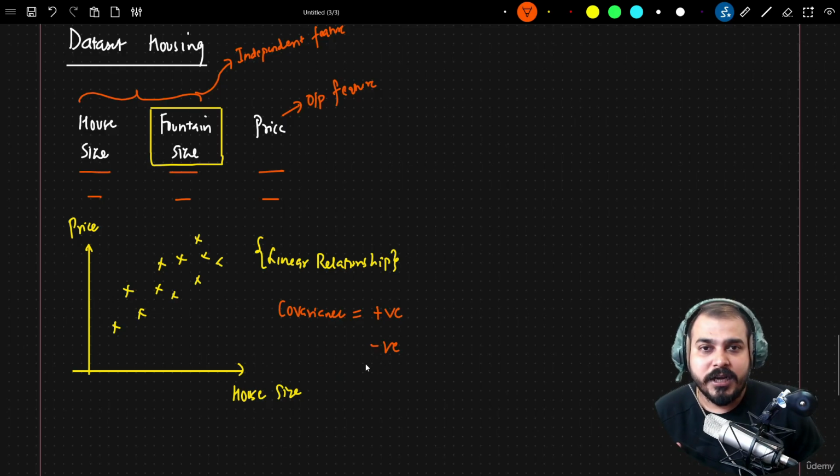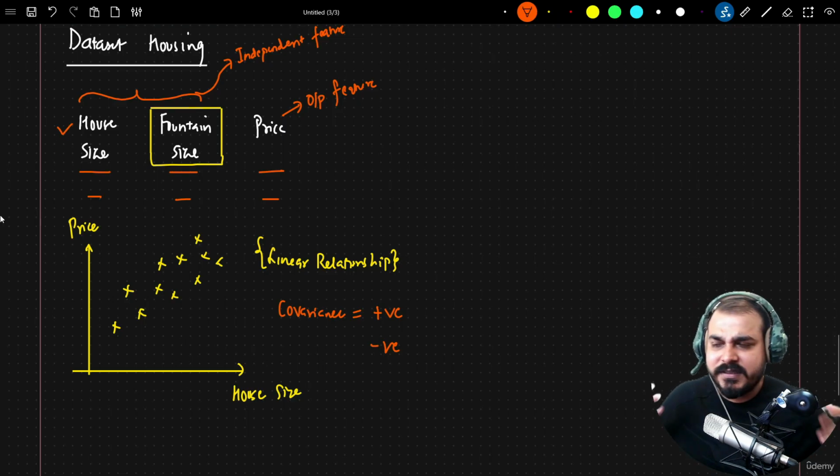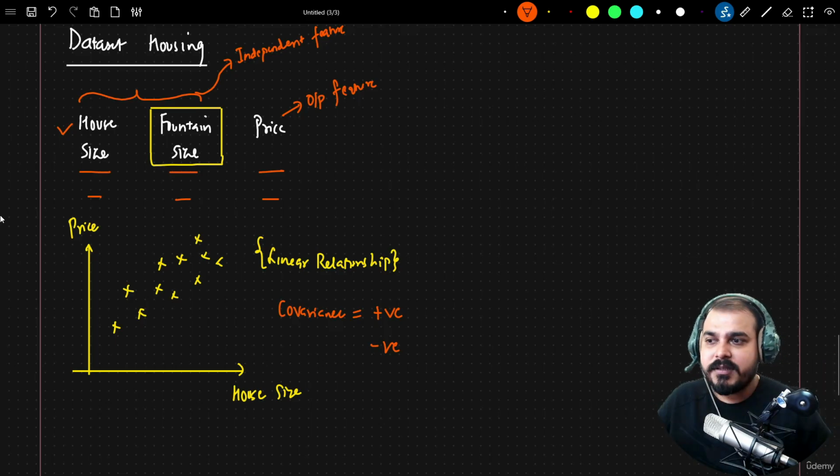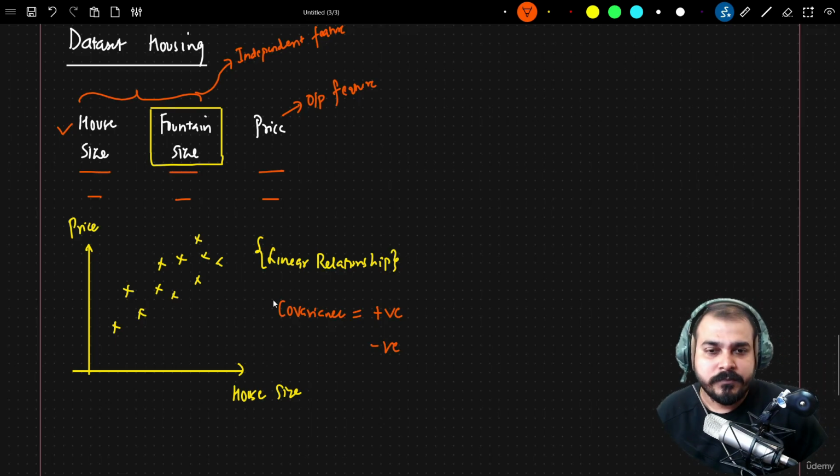Or you can also apply correlation. That basically means you'll be getting your value between -1 to +1. Now in this particular case, definitely you can say house size is an important property and an important attribute, and just by common sense also you can come to the conclusion.